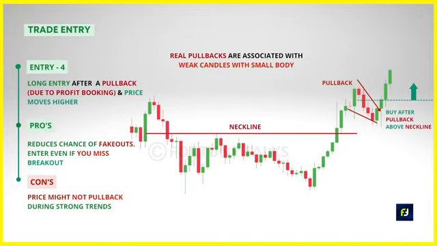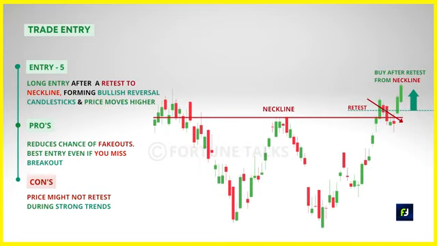Now the best pullback should have a shallow retracement with small bodied candles. But sometimes we get a steep pullback to the neckline. This is called a retest. So when the price retests the neckline, now a support level, we expect buyers to come in. So we need to observe if price retests the neckline, and if it does, then we wait for a price rejection from the neckline in the form of bullish reversal candlesticks like bullish hammer, bullish engulfing pattern, Morning Star, etc. And if you find there is a price rejection, then you can go long on the next candle.